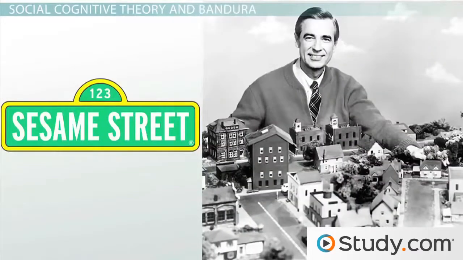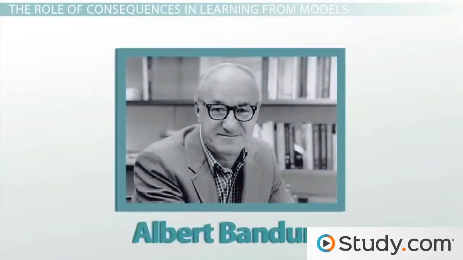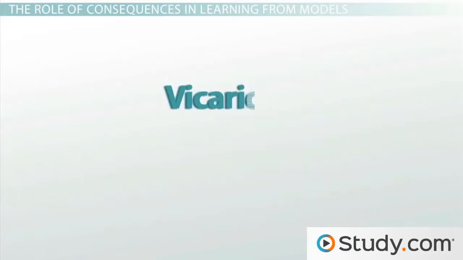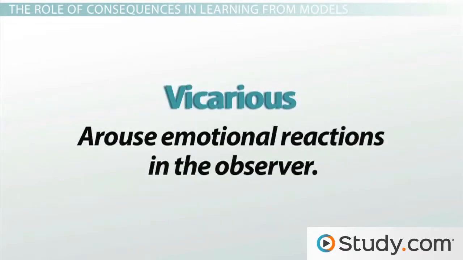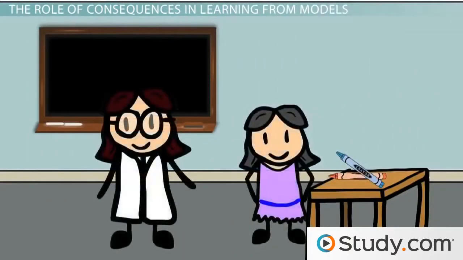Mr. Rogers' Neighborhood. Although Bandura believed that learning is not facilitated by reinforcement, behaviors enacted by others often do either reinforce or punish. These outcomes of the modeled behavior are referred to as vicarious because they arouse emotional reactions in the observer. For example, a teacher acknowledges a child who shares her crayons with others at a table, and a child who observed the situation experiences positive feelings.